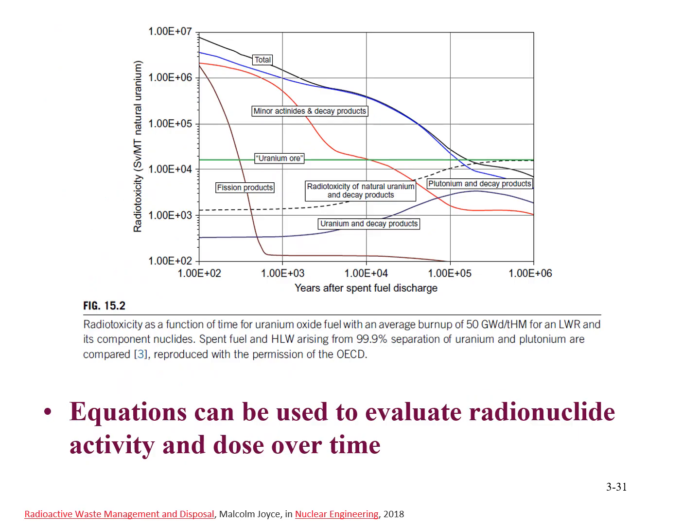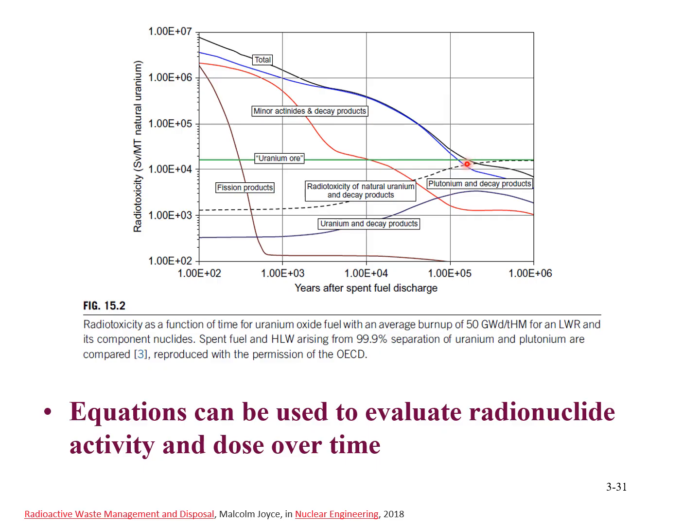Here's an example of the utility of the equations we've just explored. This figure shows the radiotoxicity of radioactive waste as a function of time, listed in sieverts per metric ton of natural uranium. It's a way of comparing the toxicity of spent fuel to that of natural uranium. So there's this line that shows natural uranium ore. The idea is, how long would you need to wait so that spent fuel becomes as toxic as natural uranium? And you see this point over here.